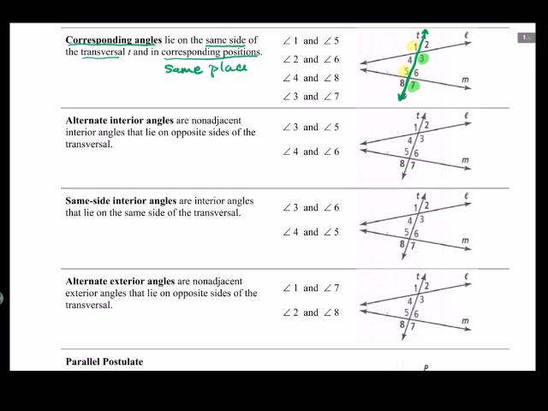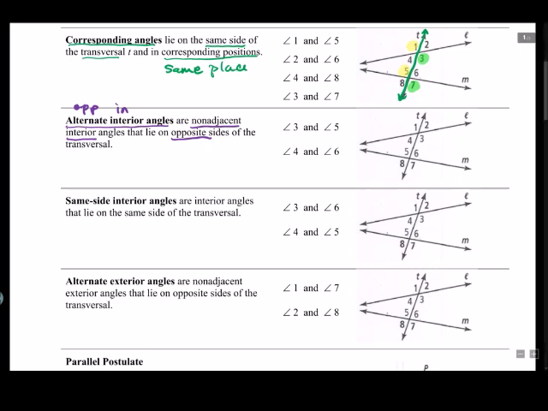Now, corresponding angles, there will be 4 pairs of them, always. The others we're going to do only have 2 pairs. Let's look at our next one here. Alternate interior angles are non-adjacent. That means they don't touch. Interior and on the opposite sides of the transversal. So alternate interior angles are opposite inside, just like their name says.